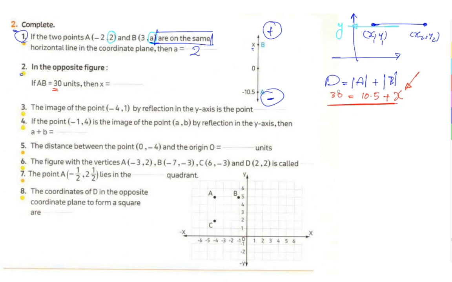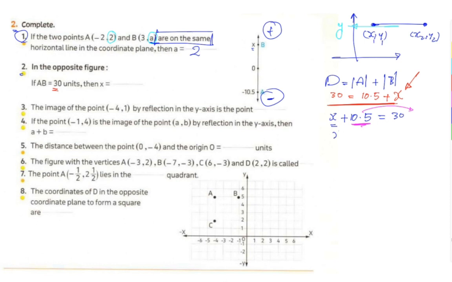I can change sides with each other as X plus 10.5 equals 30. No problem, it's okay. Then what? I need X. So I need to send this 10.5 to the other side.